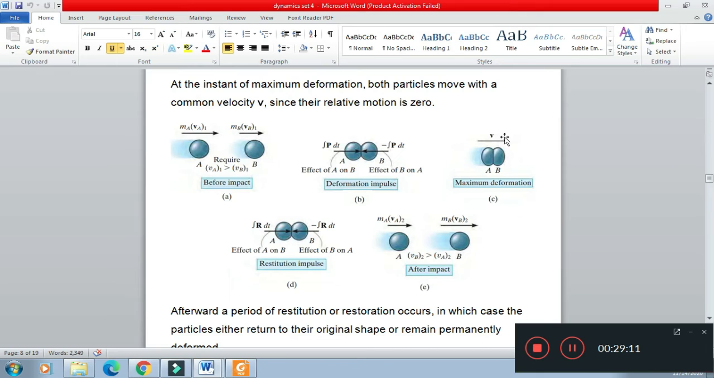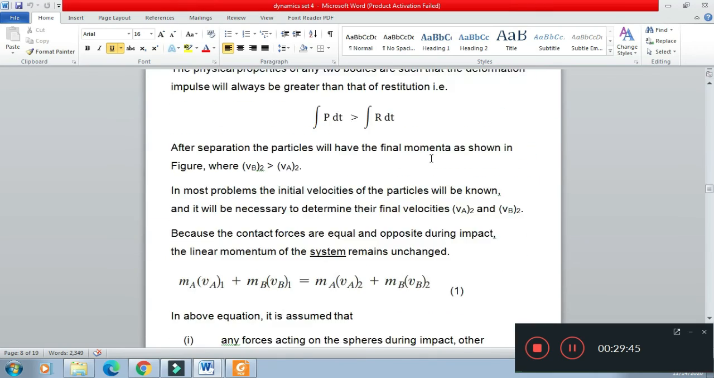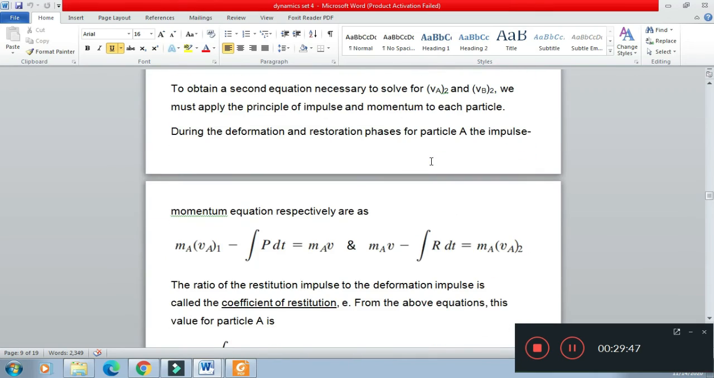Now during the impact process or the collision process, the duration is very short, less than a second. The initial velocity is usually known and the final velocity has to be determined, or it can be calculated, but the intermediate velocity where the deformation is maximum cannot be easily determined. So in this equation we can eliminate small v.